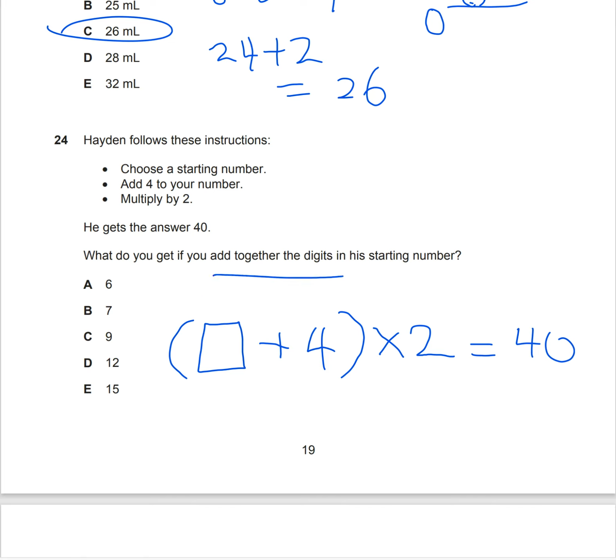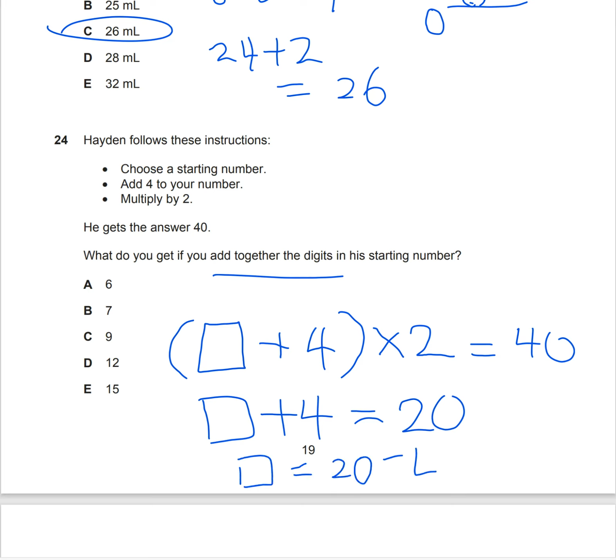Okay, so let's find the starting number first. I had to take the whole thing and then times it by 2, and then I got 40. So if we work backwards, we can divide it by 2 and realize that this plus 4 must equal 20. Now something plus 4 is 20. Work backwards. That something must be 20 minus 4, which is 16.